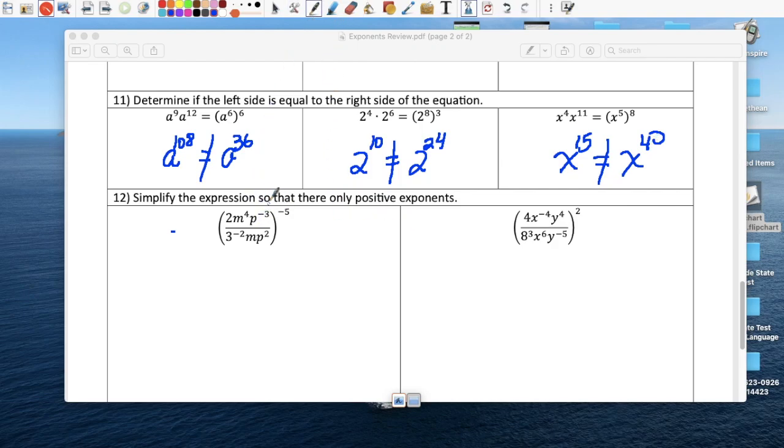Here, like I said, first thing we all should do is put a little 1 here, because we don't see an exponent on it. There is one. And that -5 multiplies every exponent inside the parentheses. Right, and don't forget that the m also has a 1.